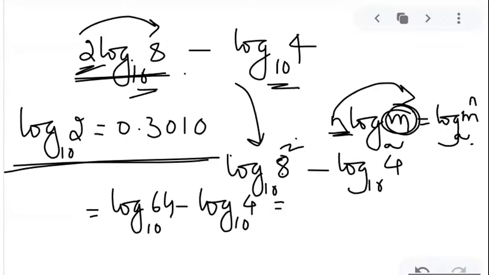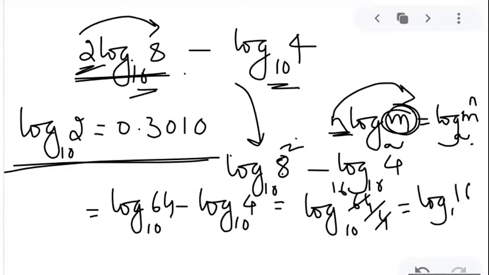Right? Log A minus log B is equal to log A by B. So 64 by 4 base 10. That is 16, so it equals log 16 base 10. This is the answer you should have given me earlier.